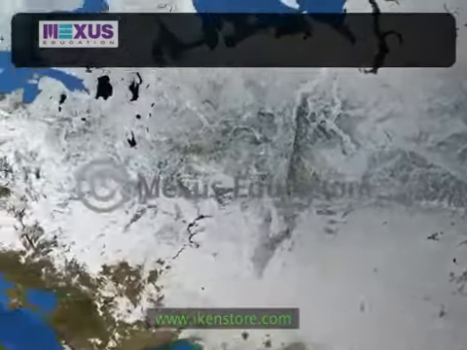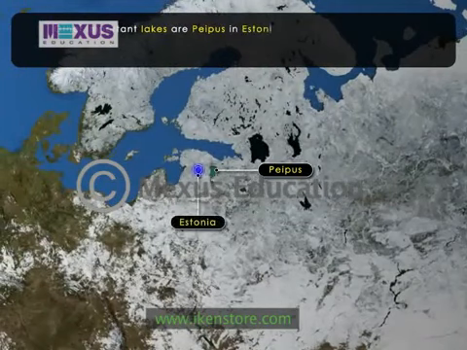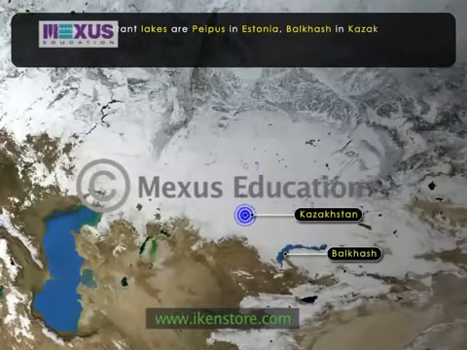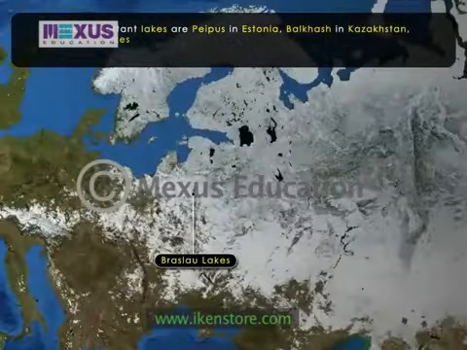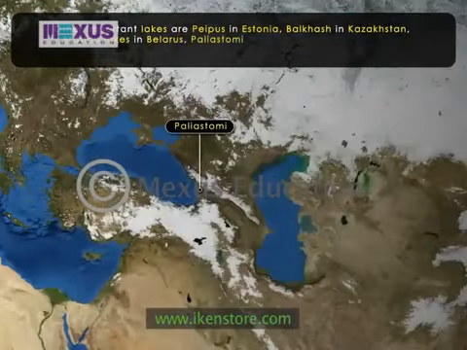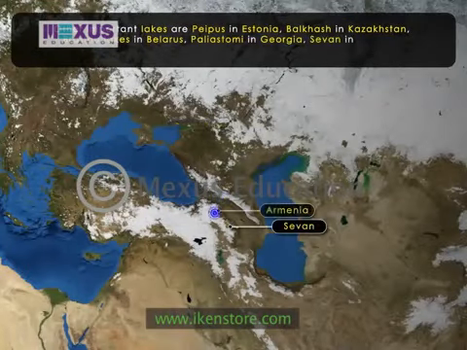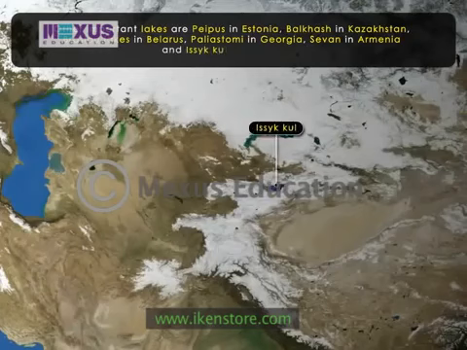Other important lakes are Peipus in Estonia, Balkhash in Kazakhstan, Lake Svitiaz in Belarus, Paliastomi in Georgia, Sevan in Armenia, and Issyk-Kul in Kyrgyzstan.